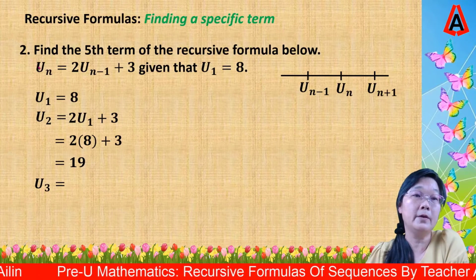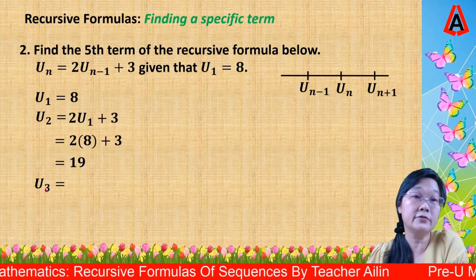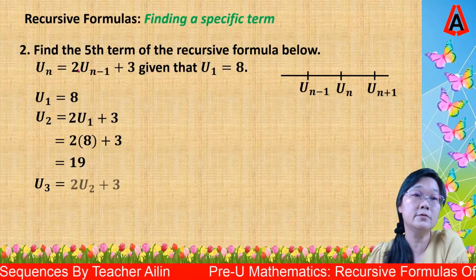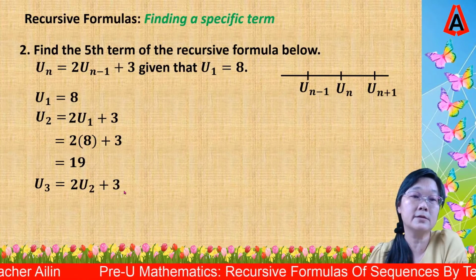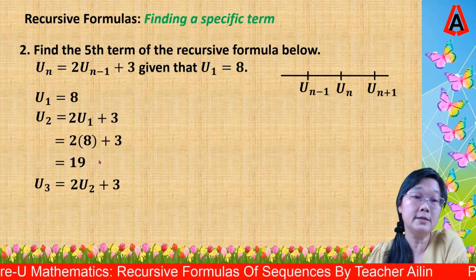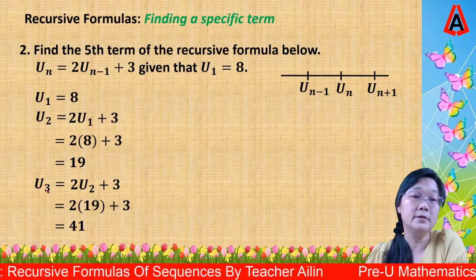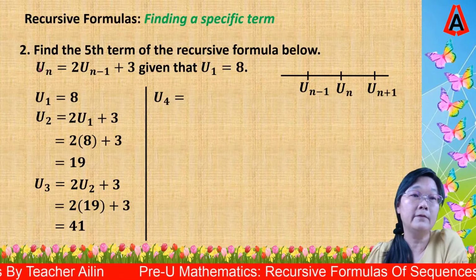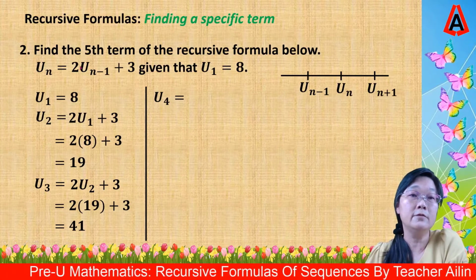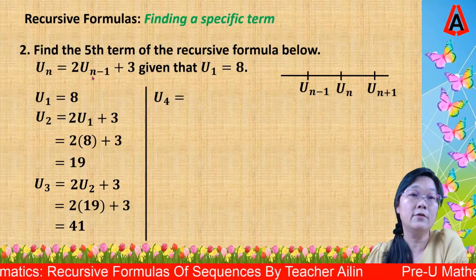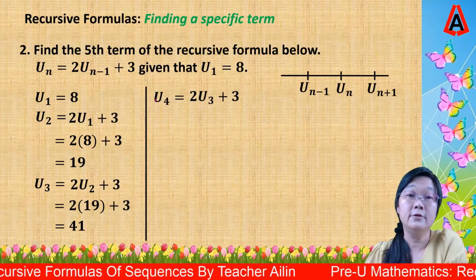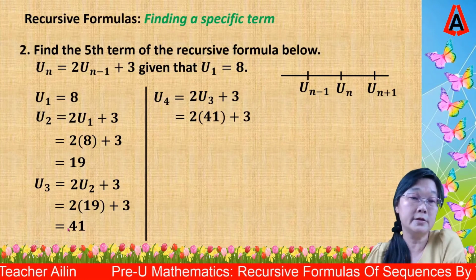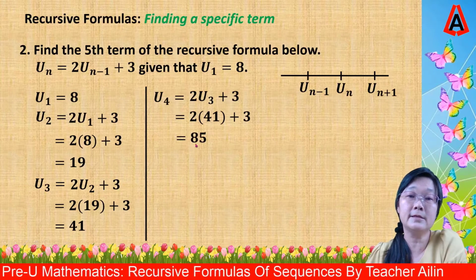Then we go to u3. Comparing u3 with un, n is equal to 3. So when doing the calculation, n is 3, 3 minus 1, so it is equal to 2 times u2 plus 3. The value of u2 is 19, so when we substitute and simplify, u3 is 41. Then followed by u4. Comparing u4 with un, n is 4. So n is 4, 4 minus 1, it is u3. u4 is equal to 2u3 plus 3, and the value of u3 is 41. So when we simplify, that is 85.